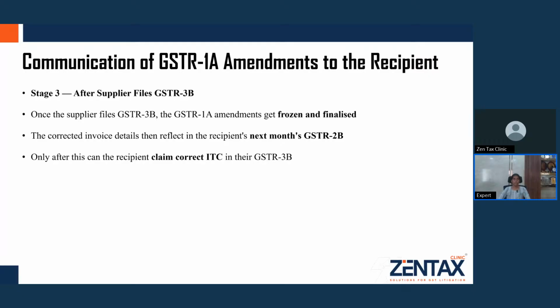So once the supplier files GSTR-3B, the GSTR-1A amendments get frozen and finalized. They will not be rectified later, and there will not be any changes to GSTR-1A. The corrected invoice details then reflect in the recipient's next month GSTR-2B. So only after this can the recipient claim the correct ITC in their GSTR-3B.